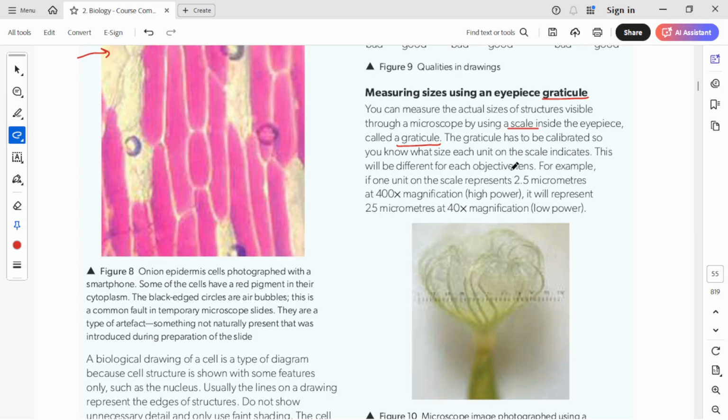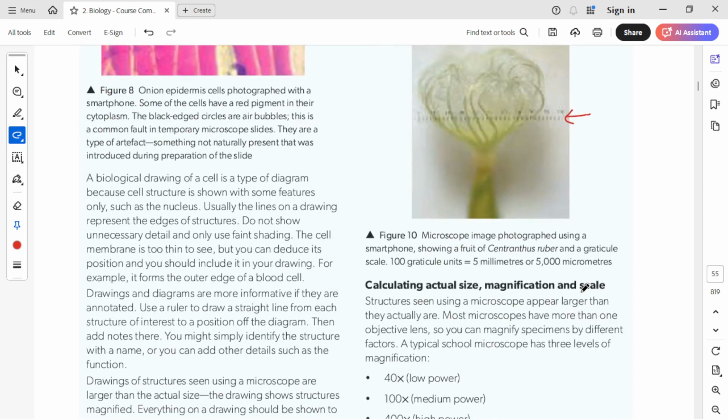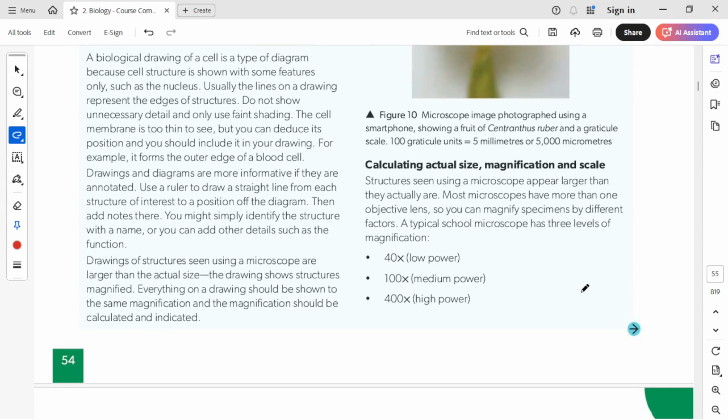This will be different for each objective lens. For example, if you are using an objective lens which is 400x, so high power, okay, if 40x magnification, then it is low power. So accordingly you have to fix the graticule. You have to calibrate it depending on which objective lens exactly you are using. So in this light microscope, the eyepiece lens will be the same resolution, okay, and the objective lens, you have options. So whichever option you want to choose, accordingly you will see the size of the object.